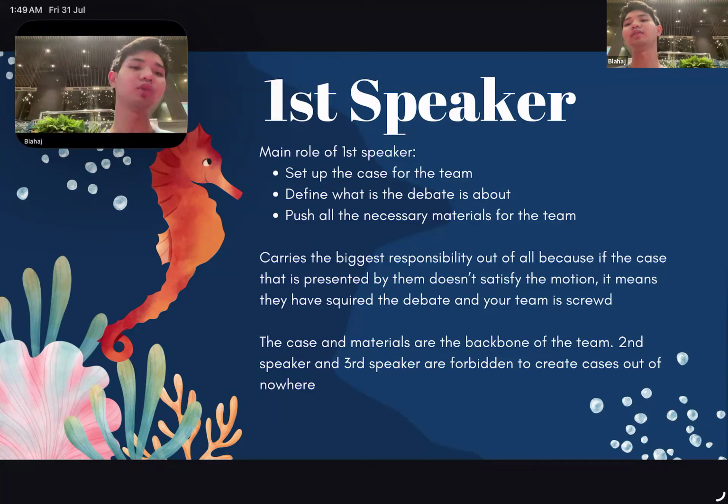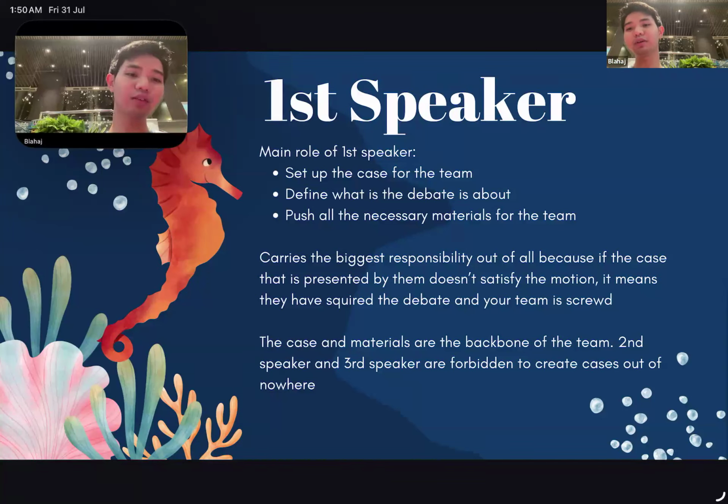Secondly, the case and materials are basically the backbone of your team. Things regarding characterization, like giving definitions of the topic of the debate, as well as providing the arguments as to why you support or do not support the motion, all of what you gave are the backbone of your team.